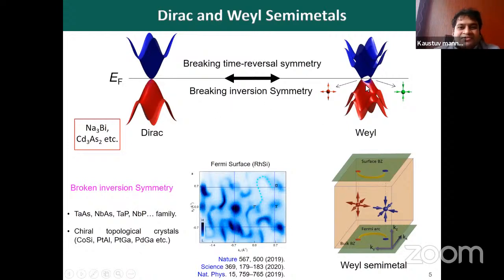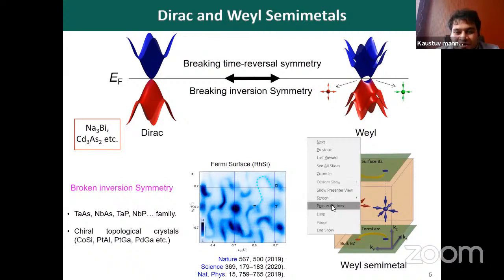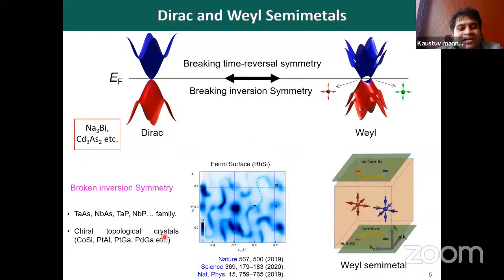Now, these Weyl fermions are really special quantum states: they act as a source and sink of Berry curvature, and on the surface they have protected surface states called Fermi arc surface states. In the literature, there are a lot of examples of these broken inversion symmetry states, like compounds such as tantalum arsenide, this entire family of compounds, which was already shown. A recent addition to this family is the topological chiral crystals.